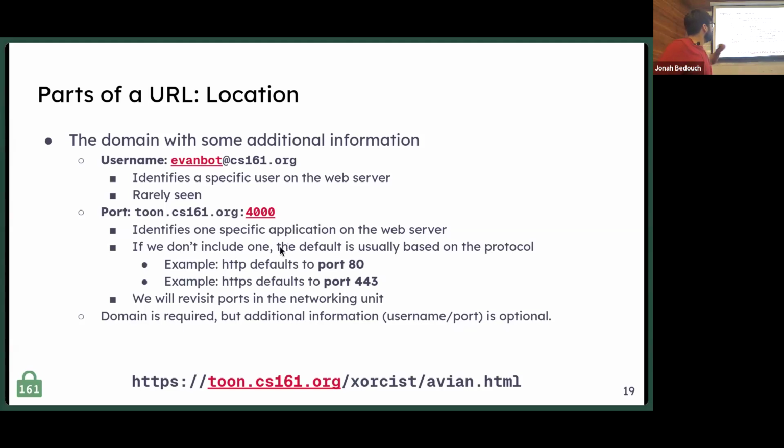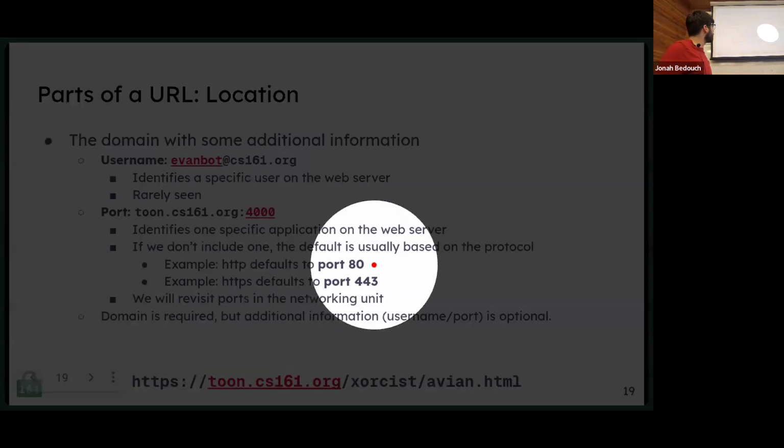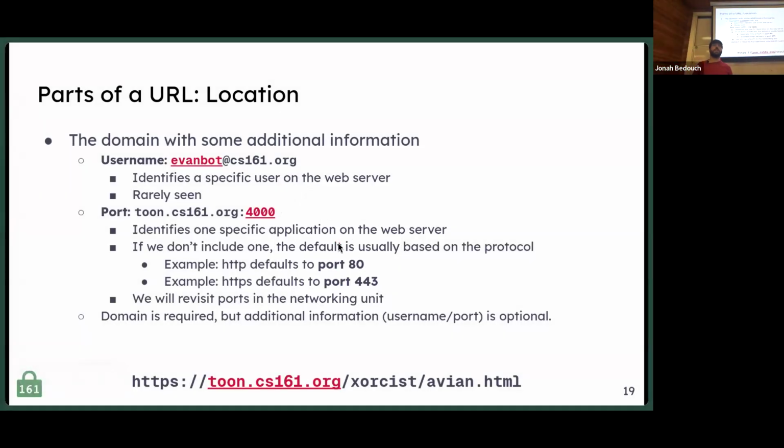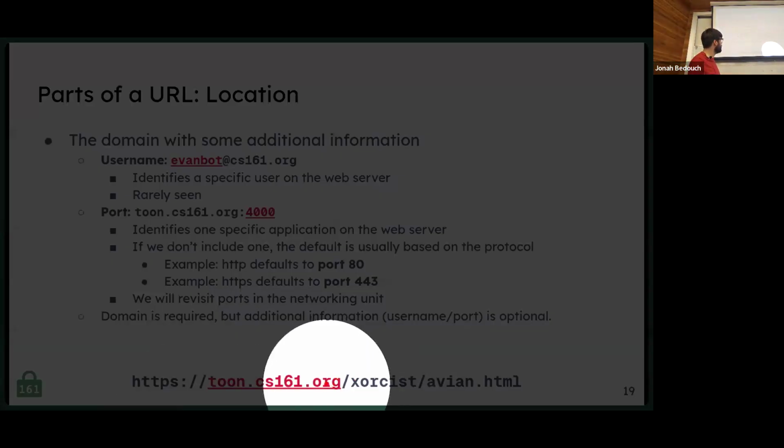And if we don't include one, the default is always based on the protocol. The two we want to know for this class are HTTP, which gives us port 80 if we don't include one, and HTTPS, which gives us port 443. So we can see here, this example does not have a port.